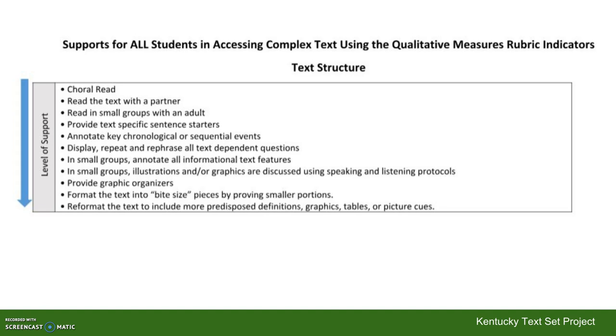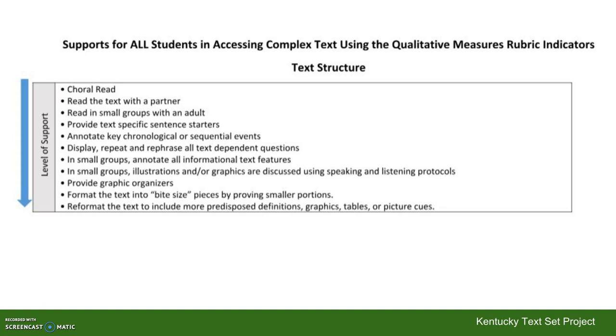One of the most useful tools in addressing the unique needs in complex text is this one, developed by Student Achievement Partners. The document is in the Dig Deeper section, and it's called Supports for All Students in Accessing Complex Text Using the Qualitative Measures Rubric Indicators.